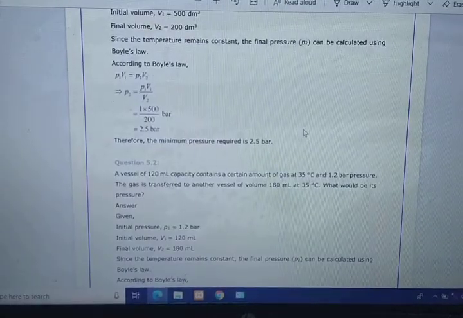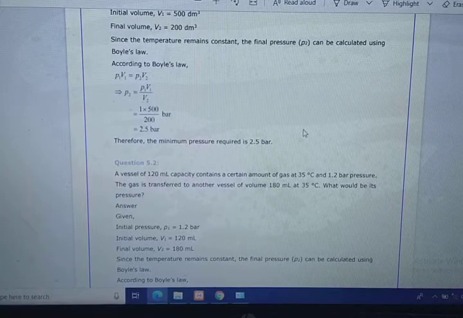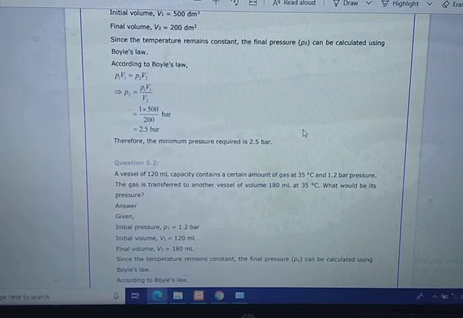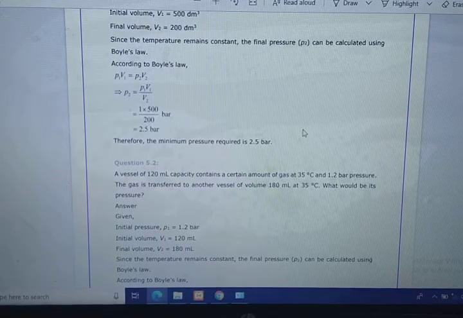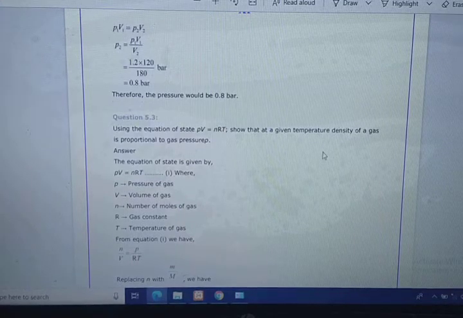Now we are moving towards question number 2. A vessel of 120 ml capacity contains a certain amount of gas at 35 degrees Celsius and 1.2 bar pressure. The gas is transferred to another vessel of volume 180 ml at 35 degrees Celsius. What would be its pressure? Again we have to calculate P2. Same thing: P1, V1 and V2 are given. According to Boyle's law, P1V1 = P2V2, so P2 = P1V1/V2. Therefore 1.2 × 120/180 = 0.8 bar. So the pressure would be 0.8 bar.